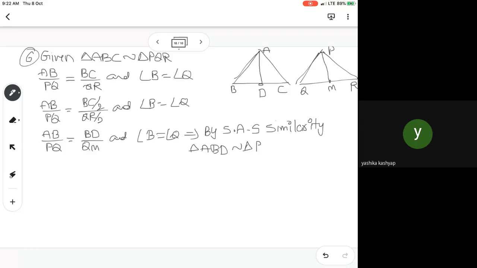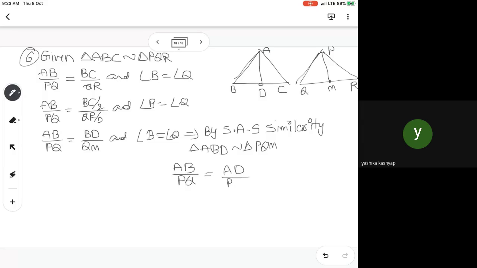Already we have completed this problem, the 12th problem of the last exercise. The 12th and 14th problems I told you are very important of the 6.3 exercise. The same problem there also we have proved in this way only. Two triangles similar, whenever it is given to you, and we proved this one. And from this we are going to get AB by PQ is equal to AD by PM.